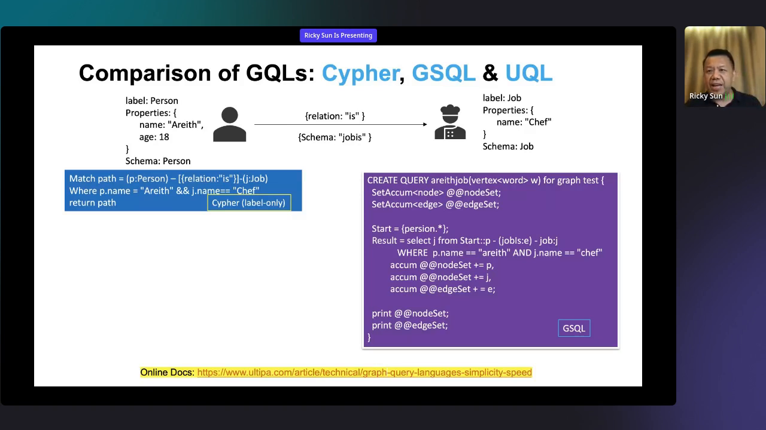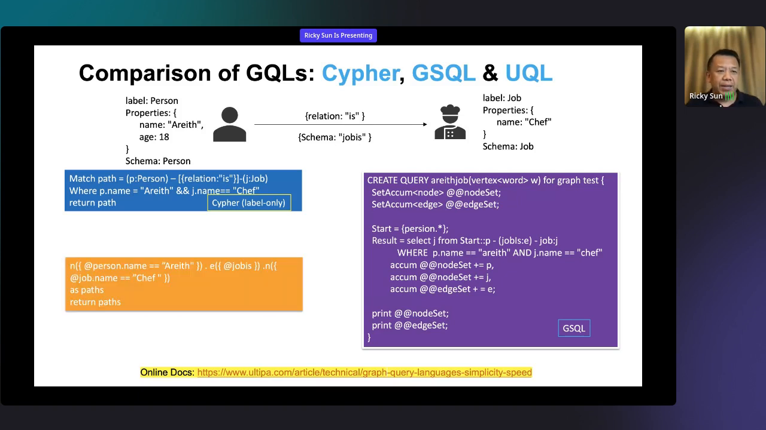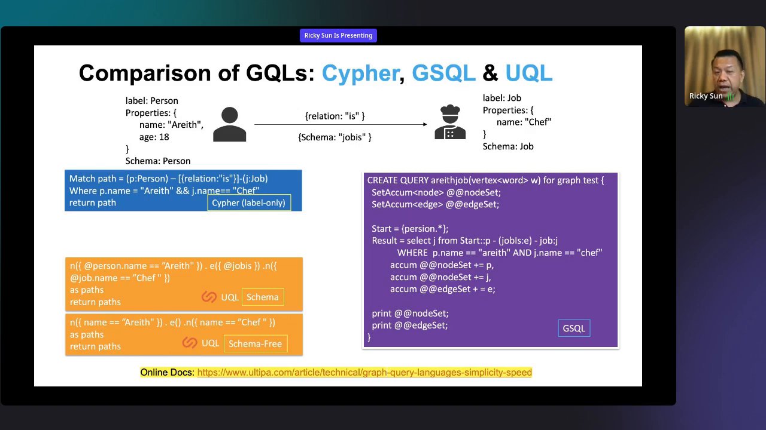You need to create that kind of query. My God, that's pretty complicated. Also, in Ultipa query language, that's our product, there are actually two ways to do that. One is schematic, the other one is schema free.